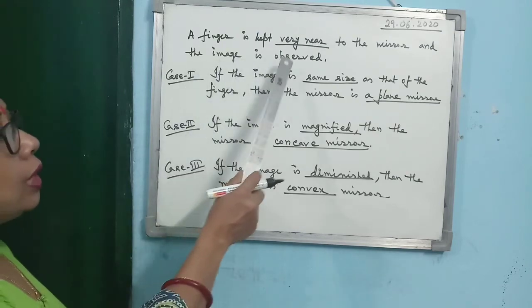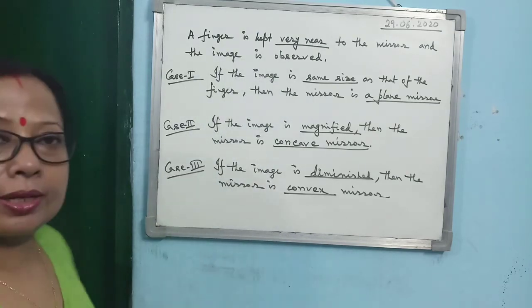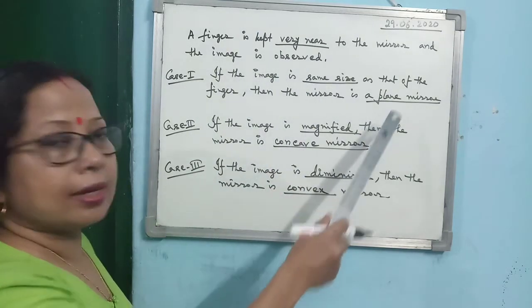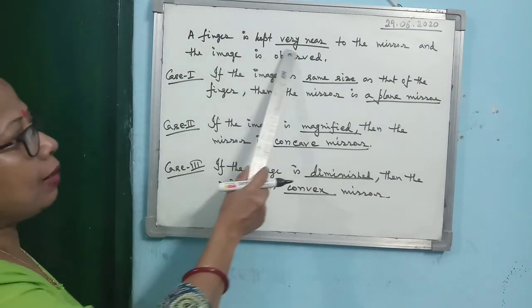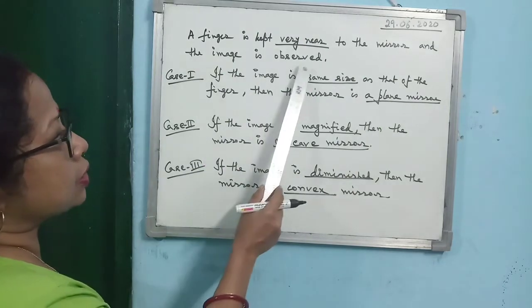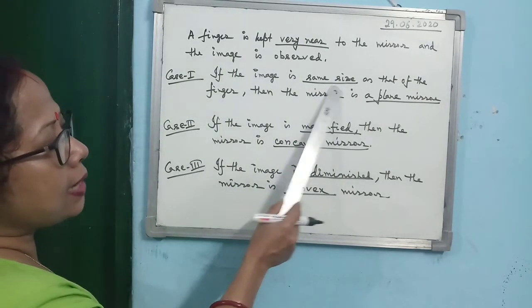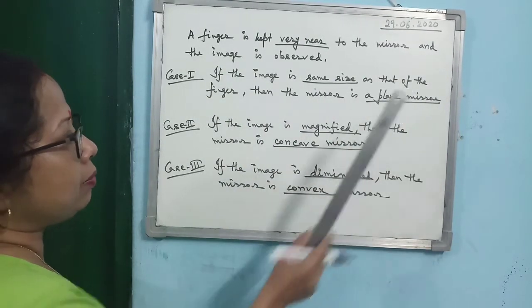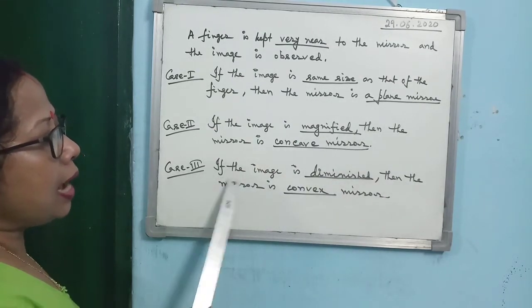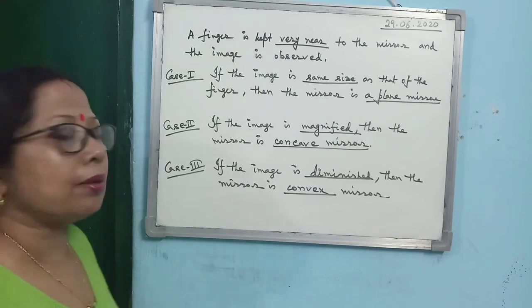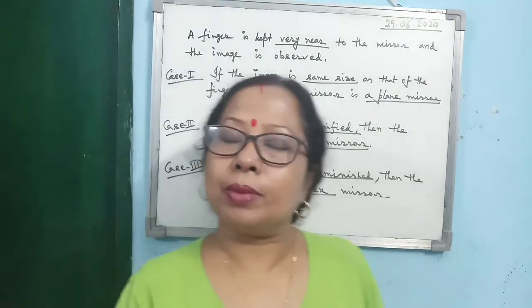So you must note down the answer pointers as I have written, and I have underlined the keywords also. If a finger is kept very near to the mirror and the image is observed, if the image is the same size as that of the finger, the mirror is a plane mirror. If the image is magnified, then the mirror is a concave mirror, and if the image is diminished, then the mirror is a convex mirror.